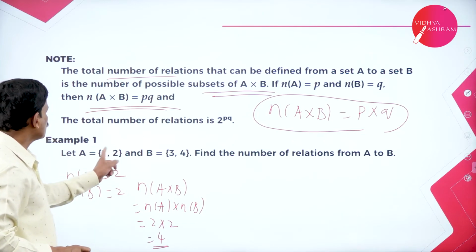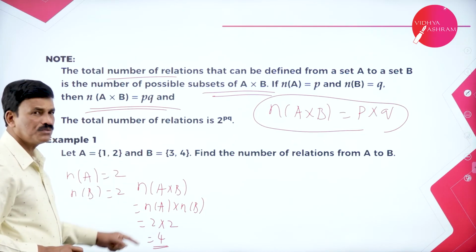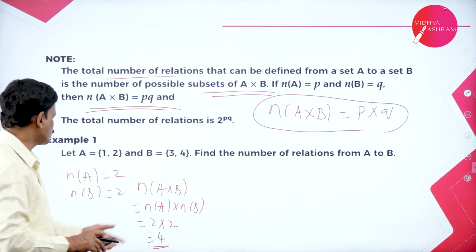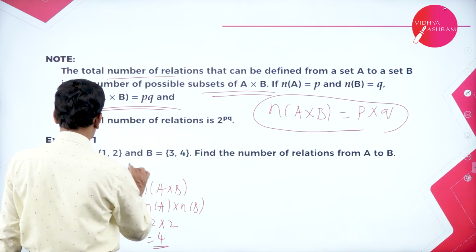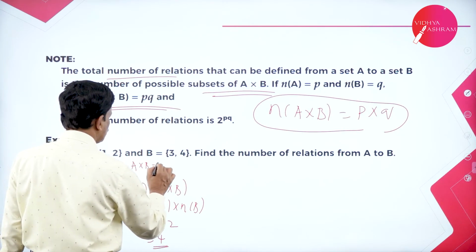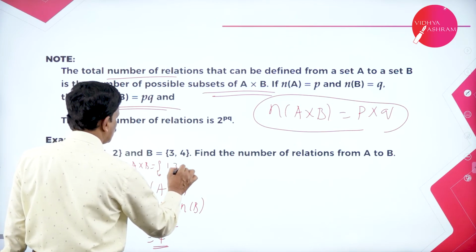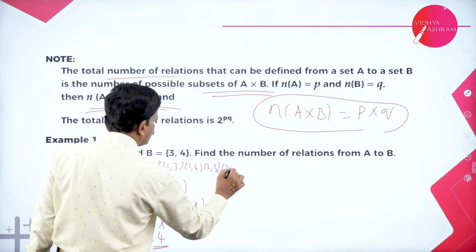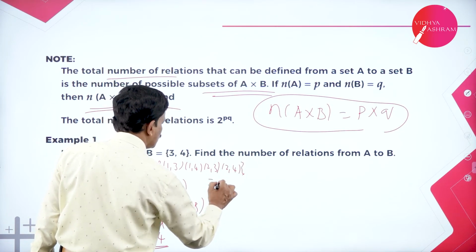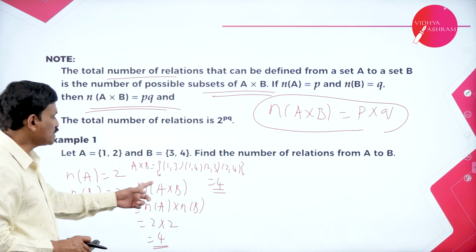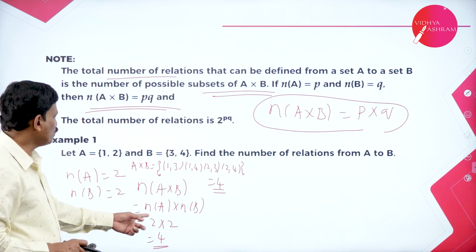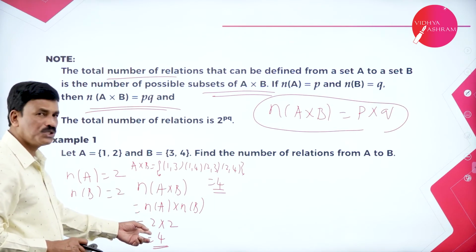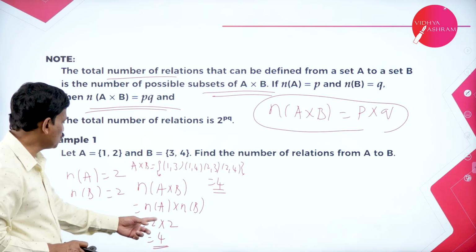So see here: 1 comma 3, 1 comma 4, again 2 comma 3 and 2 comma 4. If I write A cross B, that is nothing but (1, 3), (1, 4), (2, 3) and (2, 4). How many are there? There are 4. So the number of elements in A cross B is equal to P into Q, that is 2 into 2, which is equal to 4.